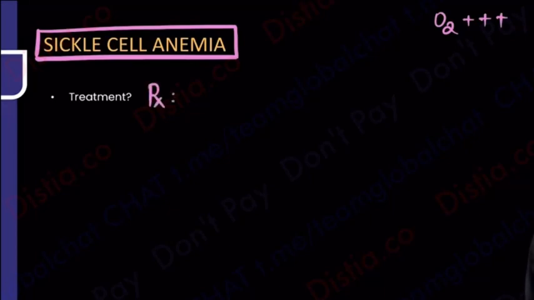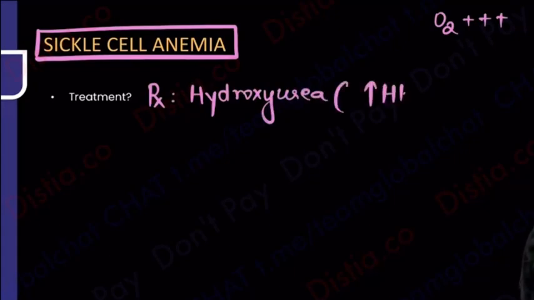So what do I do? I give a treatment, and that treatment is known as hydroxyurea, because hydroxyurea is a drug that elevates your fetal hemoglobin, and if the fetal hemoglobin is elevated, the oxygen levels are going to be good. So please remember, you are going to give the patient hydroxyurea. That will increase the fetal hemoglobin, the oxygen levels will be good, and your problem is solved.